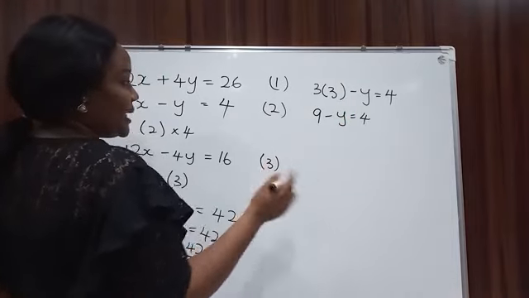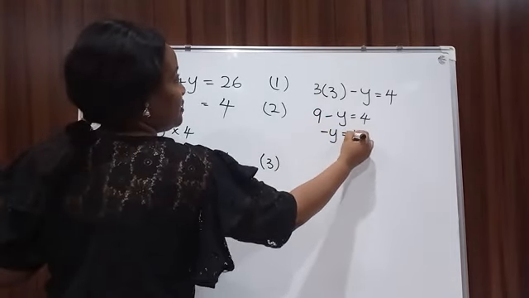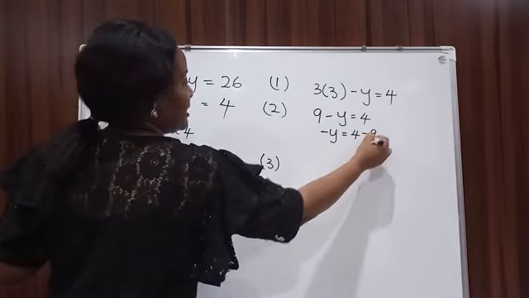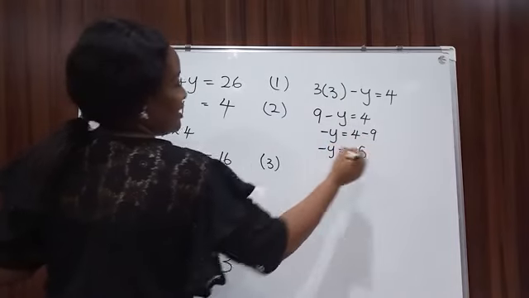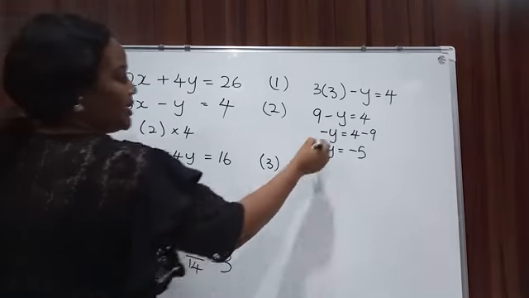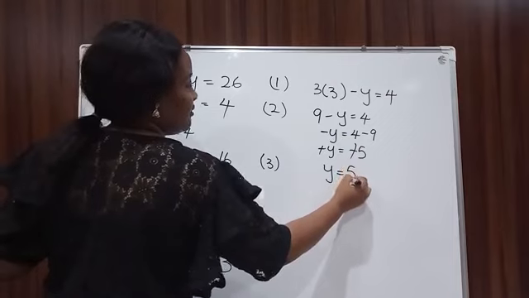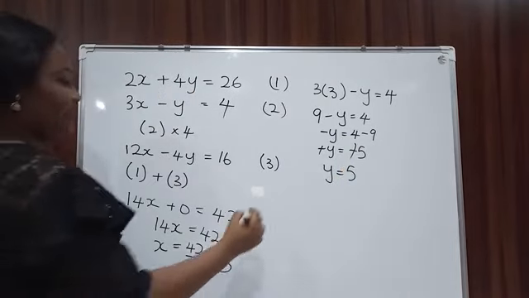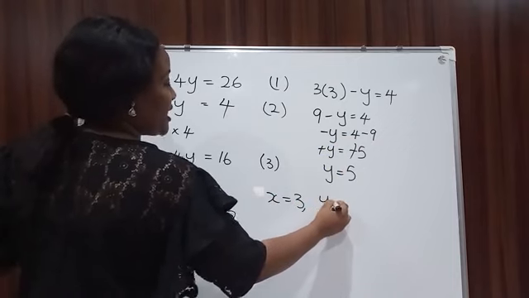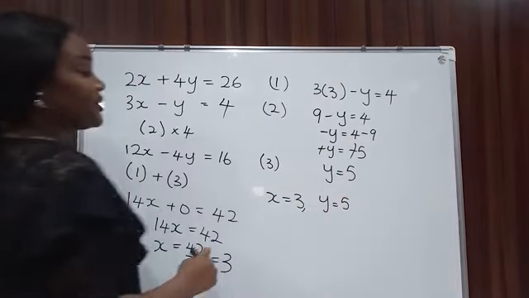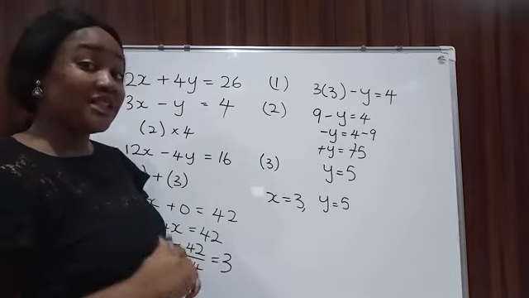Remember our jumping in linear equations. Minus y equals 4 minus 9, which gives us minus y equals minus 5. And we cancel out the minus since they are the same. So we have y equals 5. So we have x equals 3 and y equals 5. Now put them back into the equations and see if we are actually right.